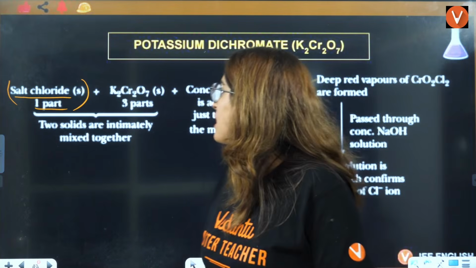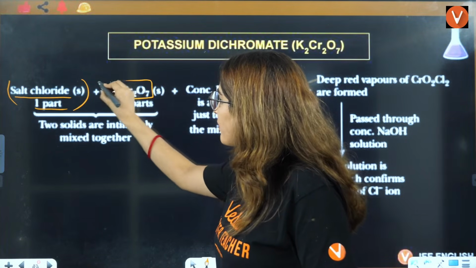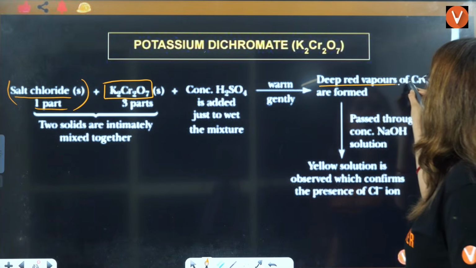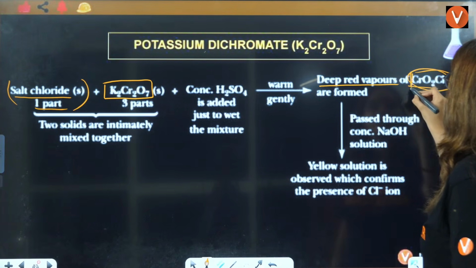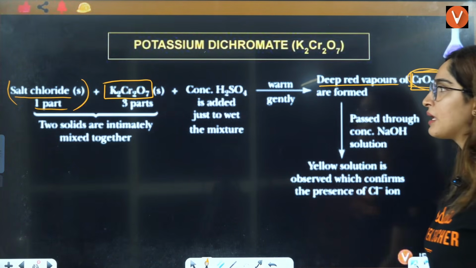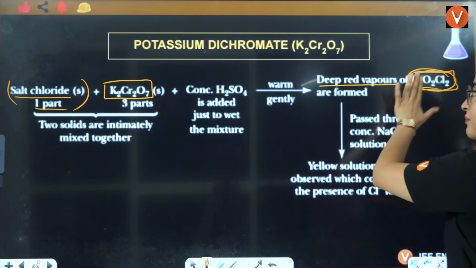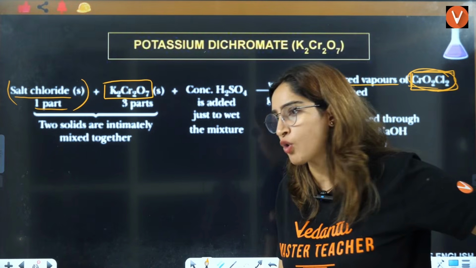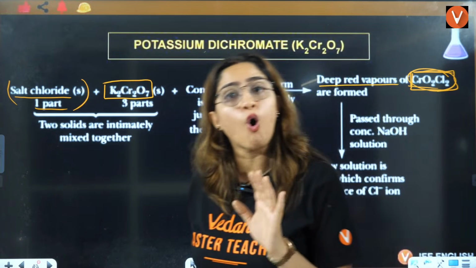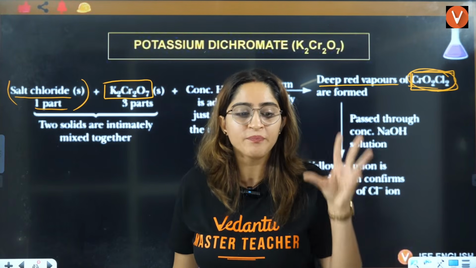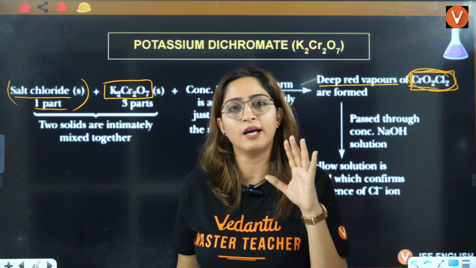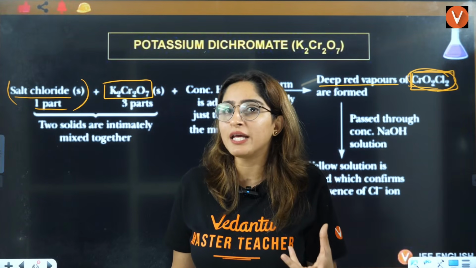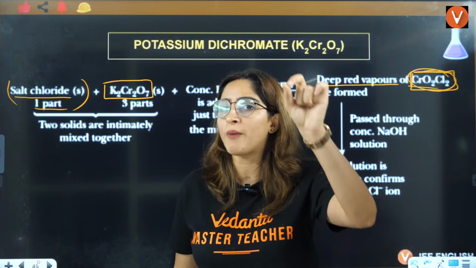So what you will do here, you will add potassium dichromate, and in the end what you will have is deep red vapors of chromyl chloride, that is CrO2Cl2. If this is formed, that means definitely there is Cl negative ion, chloride ion, present in that salt. We will do salt analysis in practical chemistry as well. There we will detect different ions: where chloride is present, where bromide is present, where iodide is present. So there you will see one test, that is the chromyl chloride test.